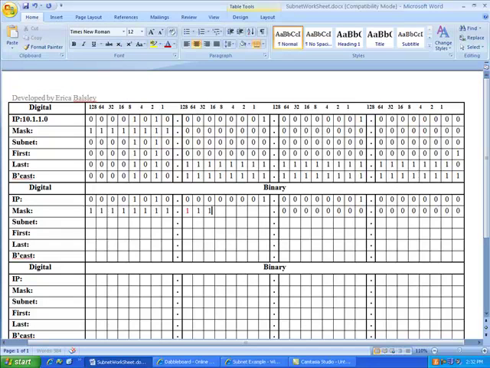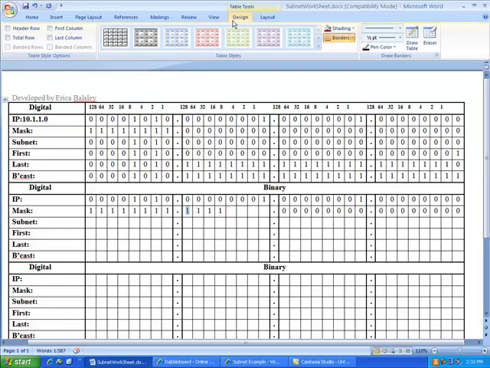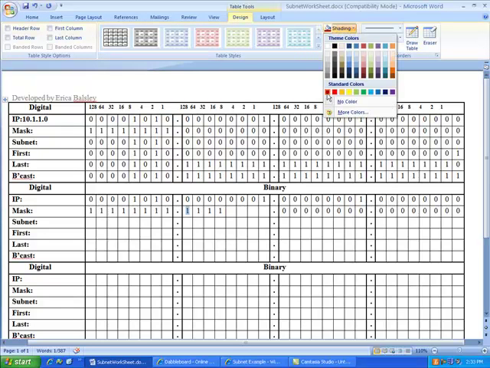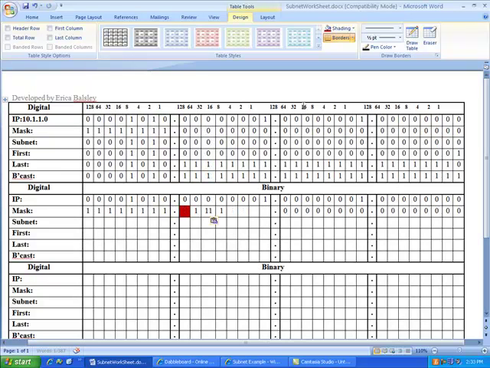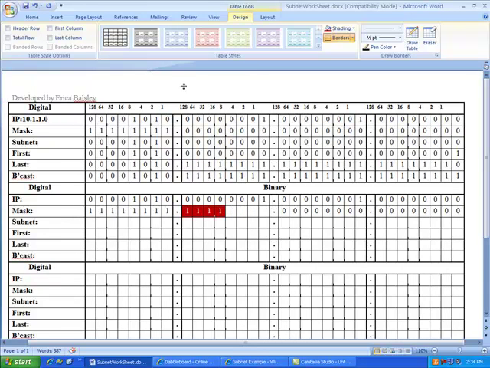That didn't work out real well, did it? Well, since that didn't work, let's go in and try to shade this with the borders and shading. Let's say that we want to make the subnet mask red. So we've shaded the subnetted portion red, the 4 ones that we added. The remainder of the subnet mask will be zeros because we have not affected that.